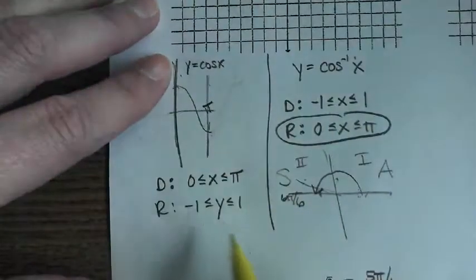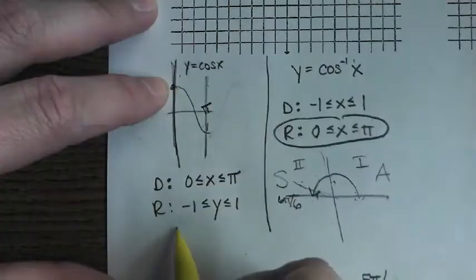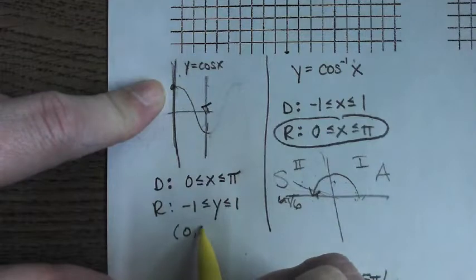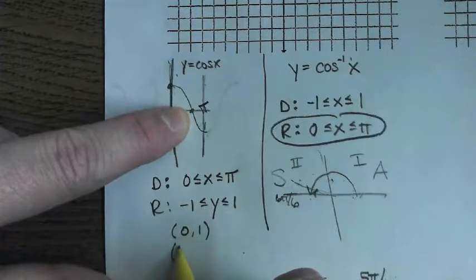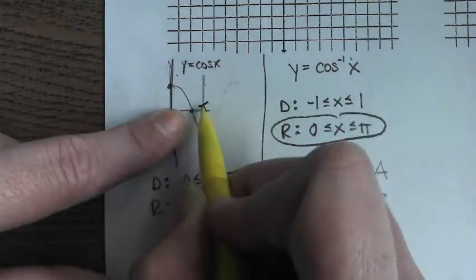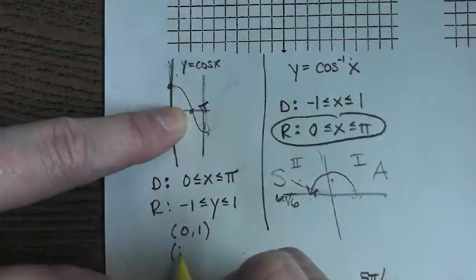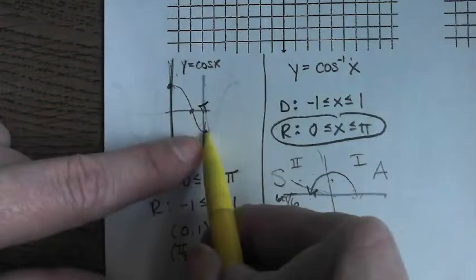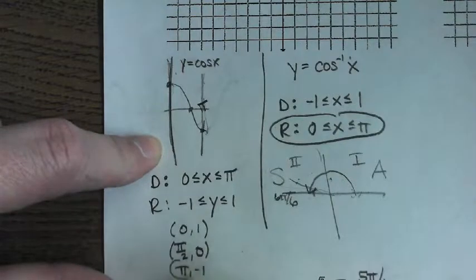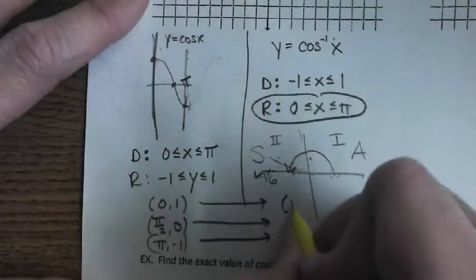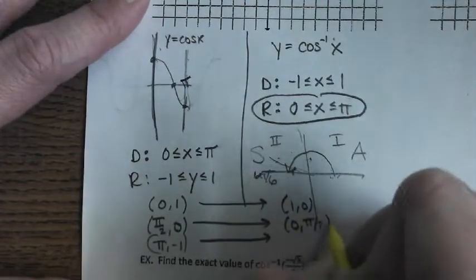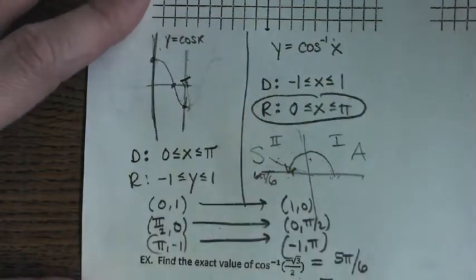All right, and just quickly to draw the parent graph of this one, we'll go to our critical points of our cosine graph where, what's this point? 0, 1. What's this one? No. This is pi, so what's this one? Pi over 2, comma 0, and then this one is pi, negative 1. So we're going to invert all those to get the critical points on our inverse cosine. 1, 0; 0, pi over 2; and negative 1, pi, so that we can sketch a quick graph of this.